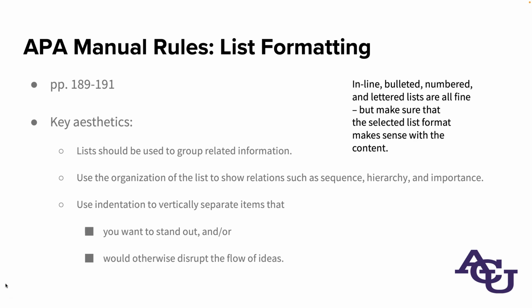A hierarchy, where there is something that's more important than another. Like, oh, our priorities: number one, and usually the most important priority is number one, and then you go in descending priority from there. Or importance, same thing. So when you are organizing the information, we use indentation to vertically separate items that you want to stand out or that otherwise would disrupt the flow of ideas.